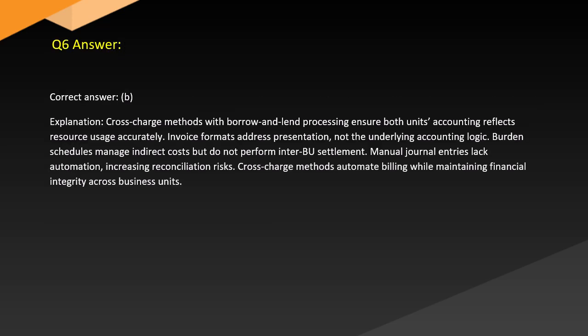Answer. Correct answer: B. Explanation. Cross-charge methods with borrow and lend processing ensure both units' accounting reflects resource usage accurately. Invoice formats address presentation, not the underlying accounting logic. Burden schedules manage indirect costs but do not perform inter-settlement. Manual journal entries lack automation, increasing reconciliation risks. Cross-charge methods automate billing while maintaining financial integrity across business units.